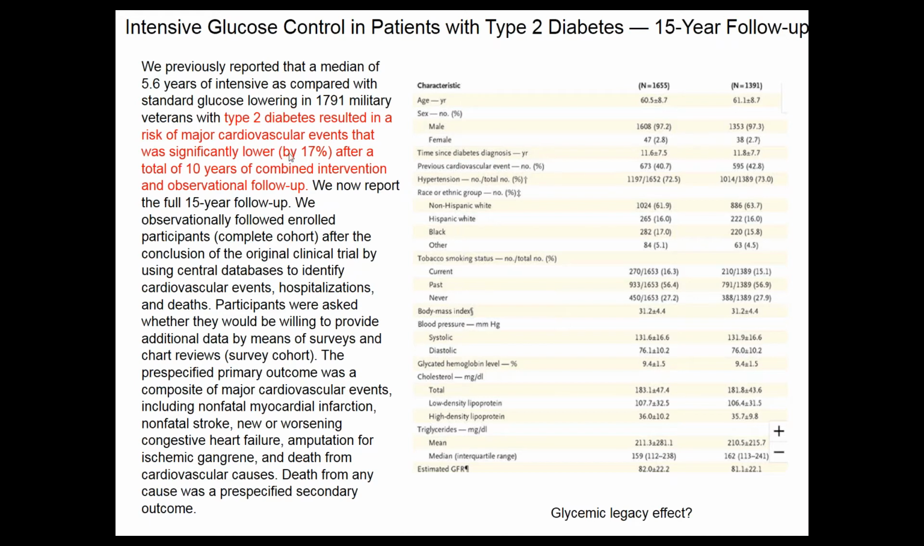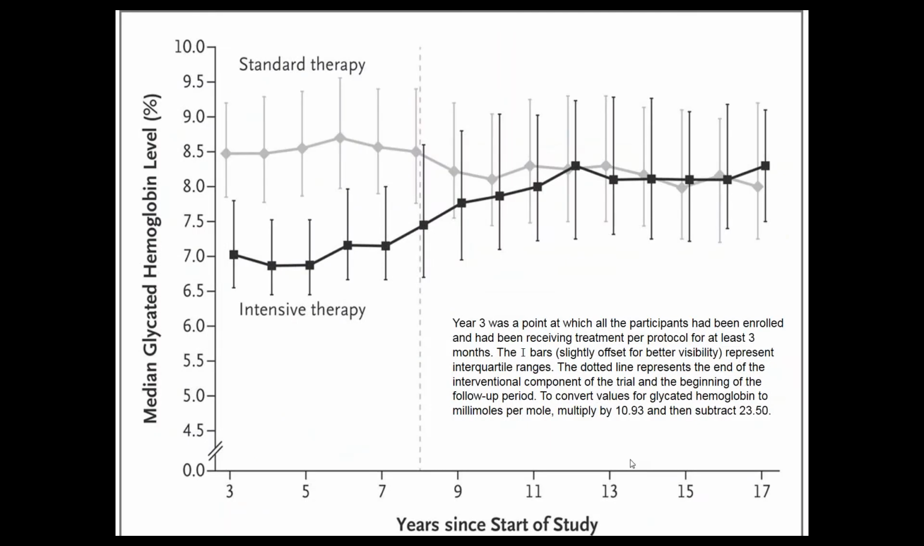So if we look at the patients, they look like a bunch of type 2 diabetic patients. They have a body mass index of over 30. Most of them are hypertensive. Some are still smoking, and they have glycated hemoglobin levels of 9.4, so they look like US type 2 diabetic patients, and their lipids correspond to their disease. GFR was maintained in these patients.